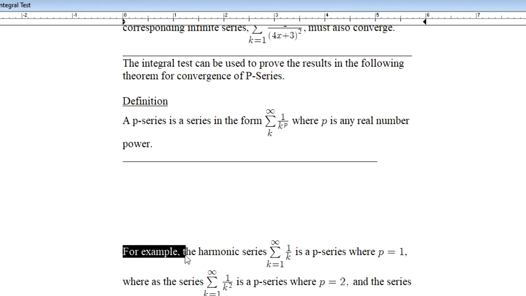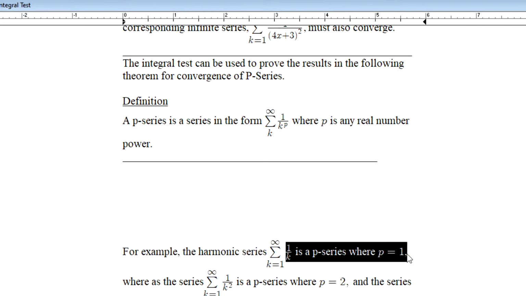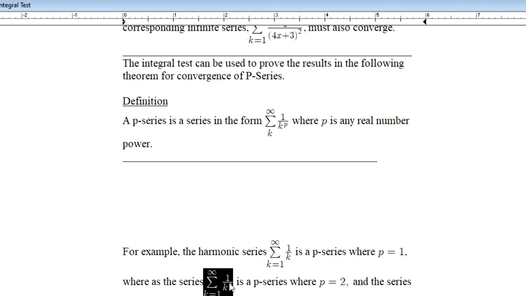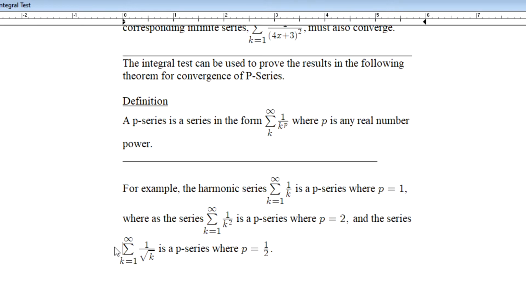For example, the harmonic series given by the series from k equals 1 to infinity of 1 over k is a case for a P series where p equals 1. Whereas the series given by the summation from k equals 1 to infinity of 1 over k squared is the case for a P series where p is equal to 2. And the series given by the summation from k equals 1 to infinity of 1 over the square root of k is a case for a P series where p equals 1/2. Each of these three series is an example of a P series with a different value for p.